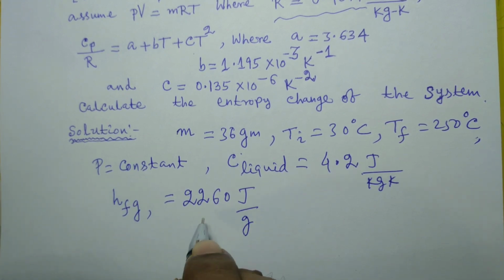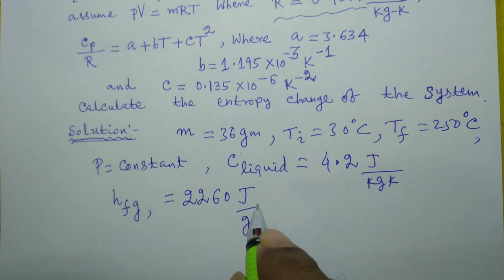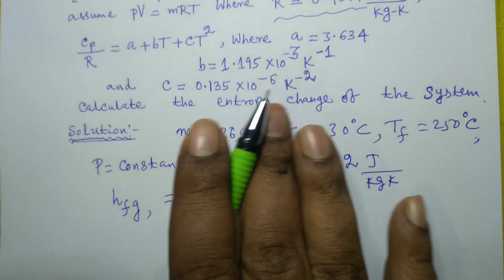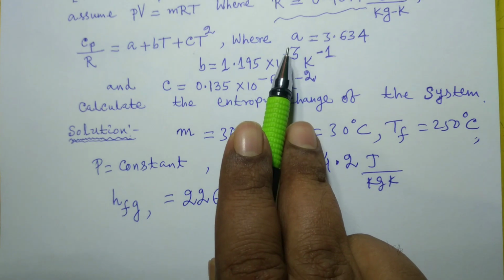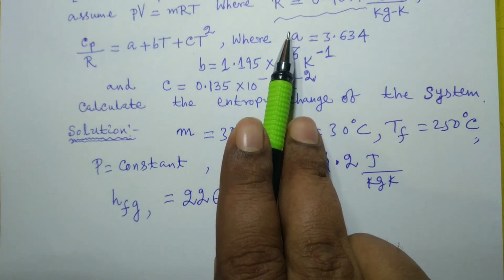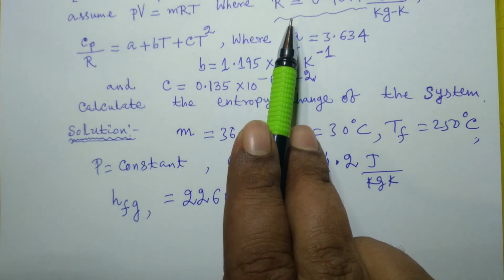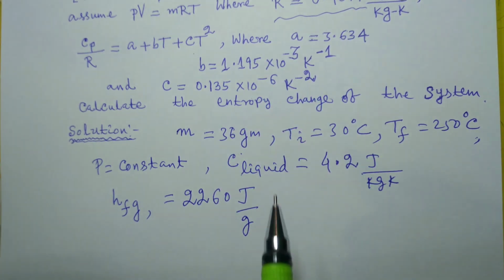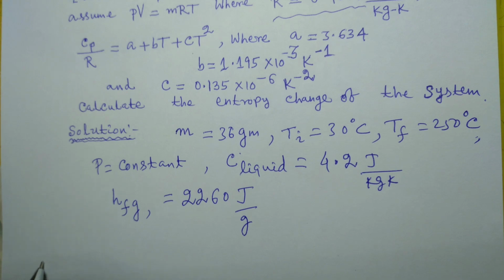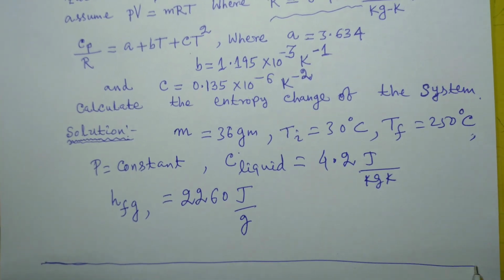So 2260 joule per gram, and all other values are given. R values, when the water is converted into water vapor, it behaves like a gas. Then the characteristic gas constant is given. So if you describe the whole process, that will be like this.